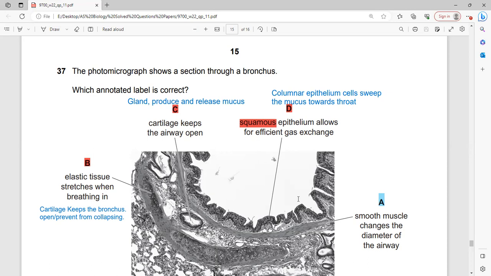These are smooth muscles that change the diameter of the airway. So they are placed below the epithelium. So this one, and these are the smooth muscles, and they are changing or modifying the airway. So that's the correct option, A.